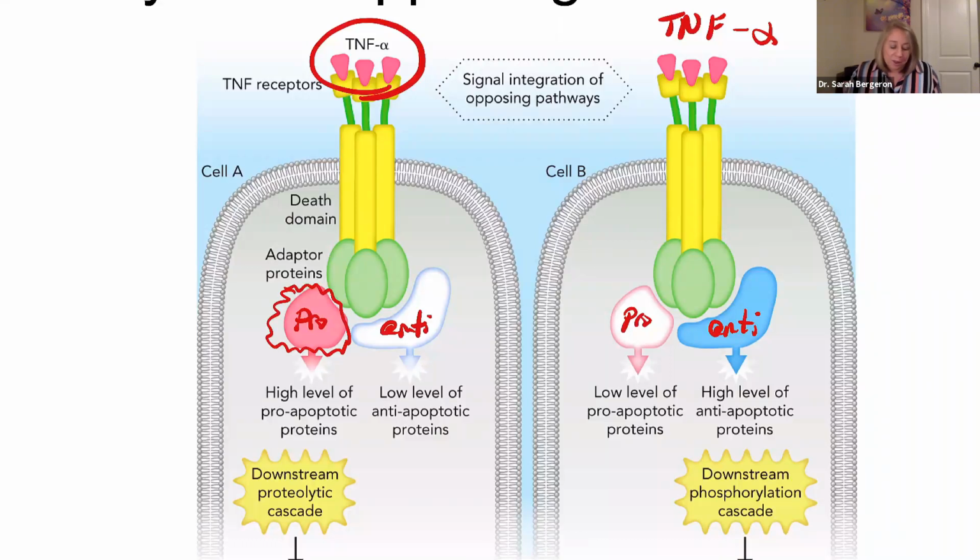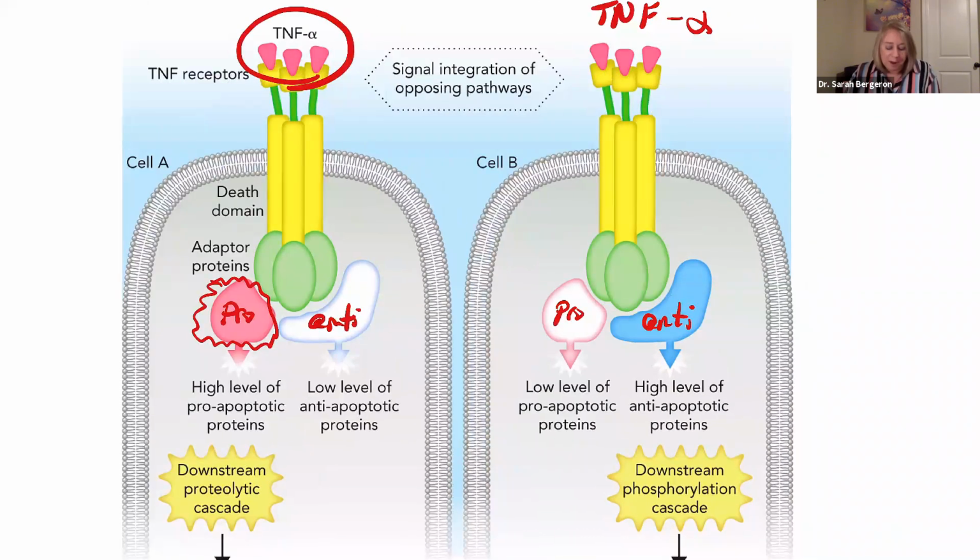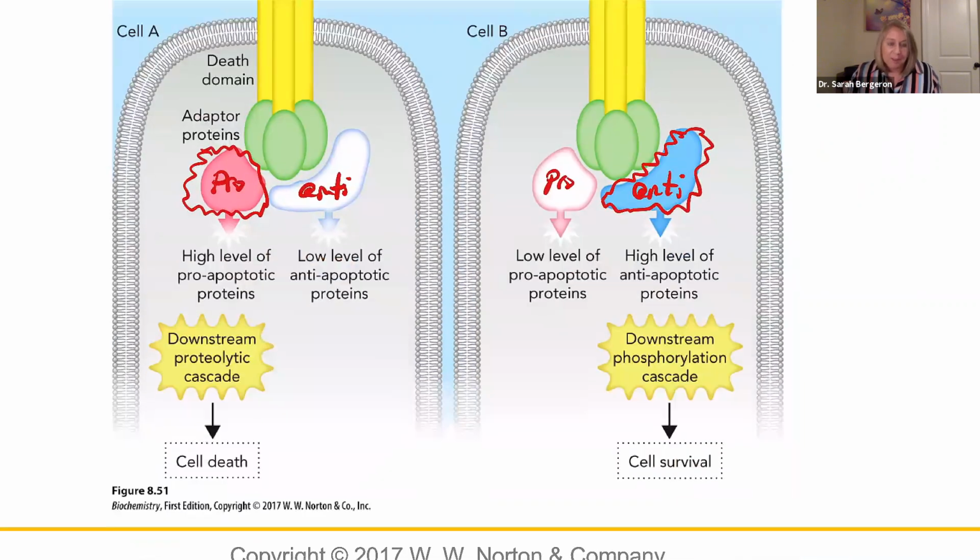And so the second scenario, right, is that you don't have a whole lot of pro-apoptotic, you have a lot of anti-apoptotic downstream proteins. And so that's going to block that normal cascade that would happen. And so the cell would continue to survive, right? So it's just preventing cell death here. So either you're going to promote cell death or you're going to prevent cell death, one of the two, when TNF alpha binds to the tumor necrosis factor receptor, right?